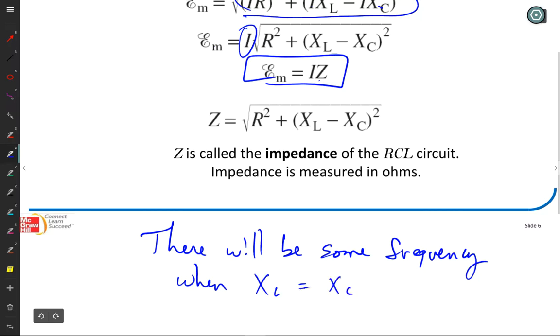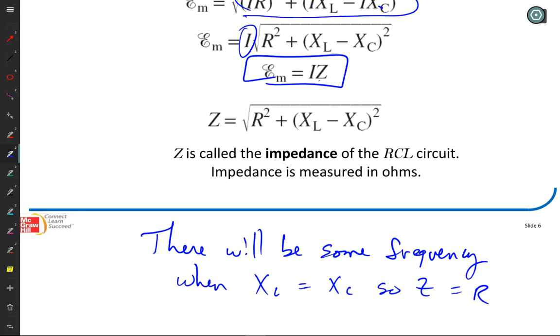If XL equals XC, then Z is equal to R. For any other frequency, Z is going to be bigger than R. And so you're going to have a minimum impedance when XL equals XC. That minimum impedance means you're going to have maximum current because V equals IZ.